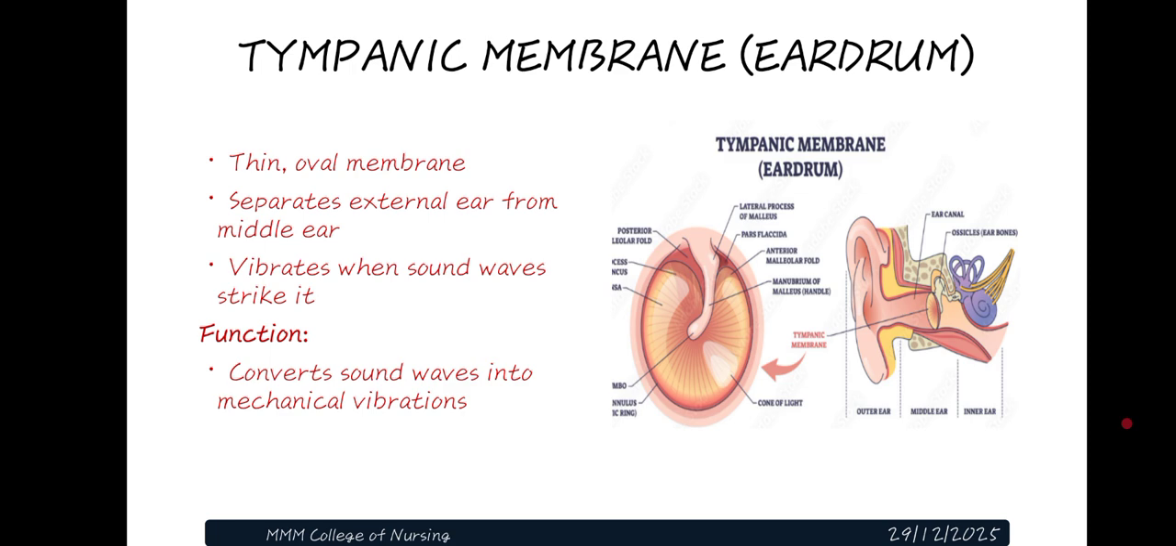Coming to the tympanic membrane, that is eardrum. So it is a thin oval membrane, separates the external ear from the middle ear, and vibrates when sound waves strike it. The function of the tympanic membrane, that is eardrum, is to convert sound waves into mechanical vibrations.